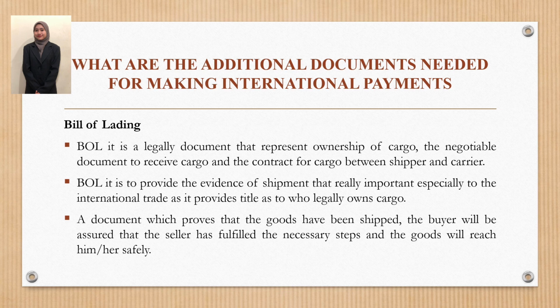The bill of lading provides the evidence of shipment, which is really important, especially in international trade, as it provides title as to who legally owns the cargo. And lastly, it is a document which proves that the goods have been shipped. The buyer will be assured that the seller has fulfilled the necessary steps and the goods will reach him or her safely.